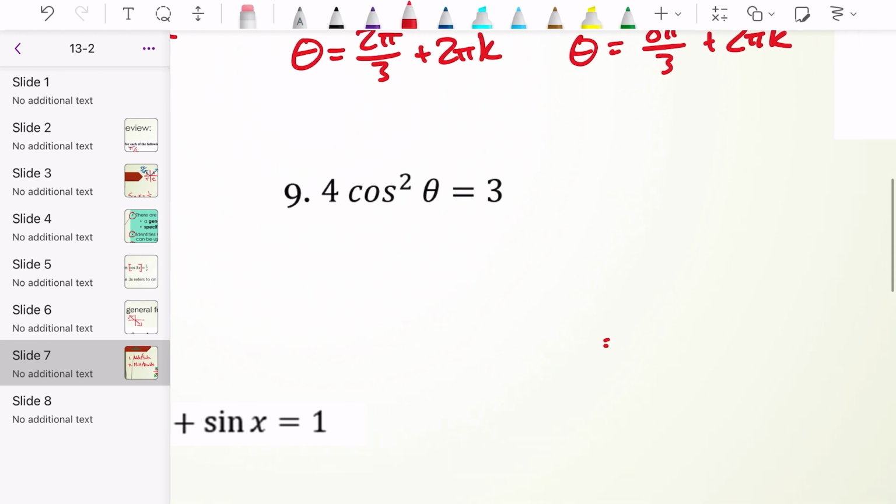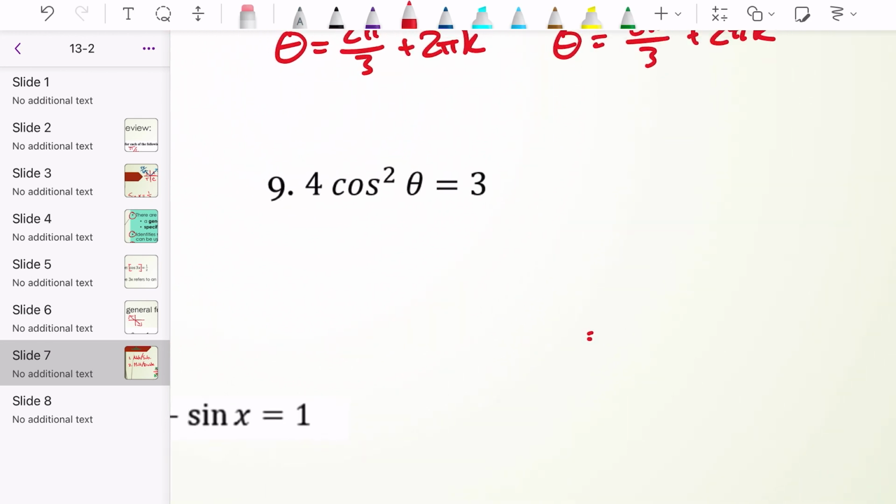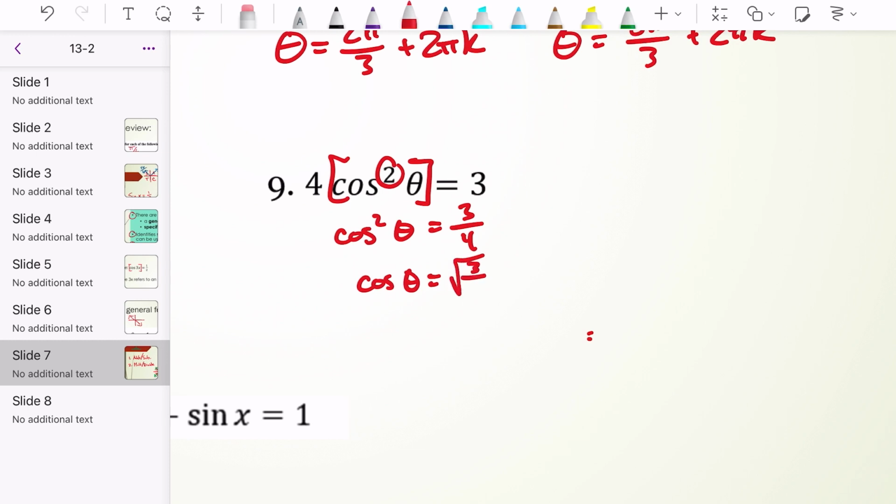In example number 9, we have to isolate cosine and theta. Now in this case, we do have a square, which we will have to take care of, but we slowly start working on the outside first, which means cosine squared theta is equal to 3 over 4. In order to isolate cosine of theta, we have to take the square root of both sides. This is going to give us cosine of theta is equal to square root of 3 over 4, which is equal to square root of 3 over 2.